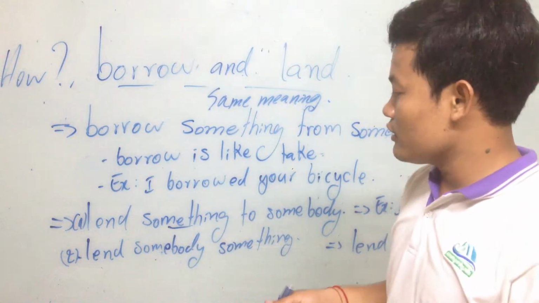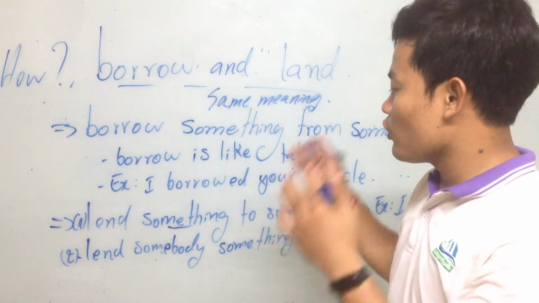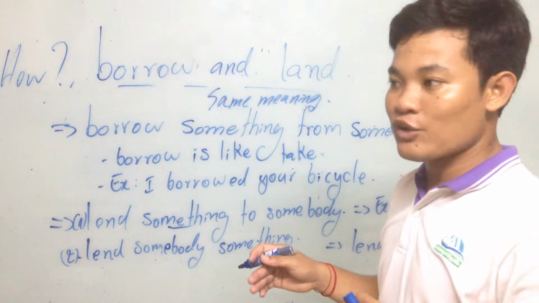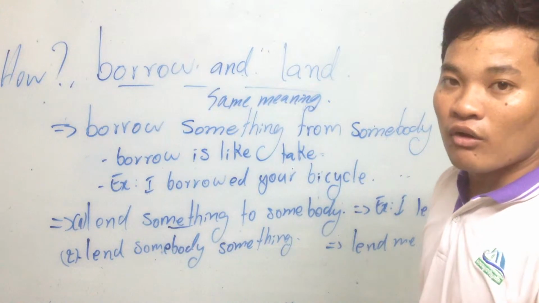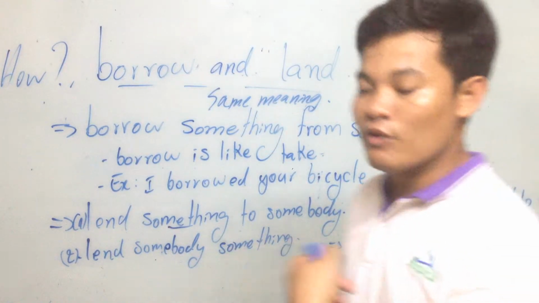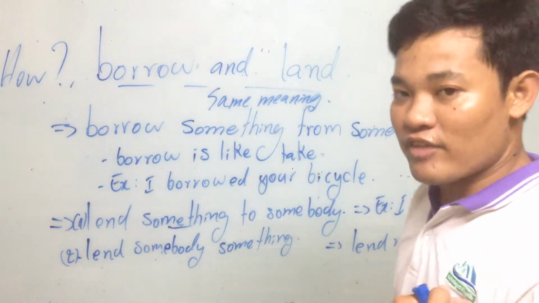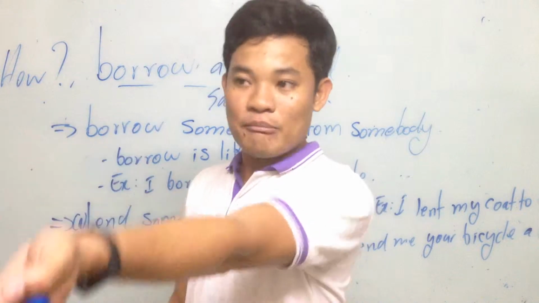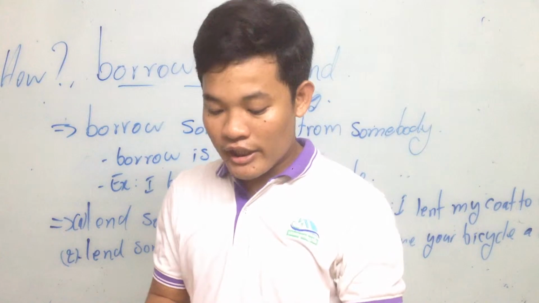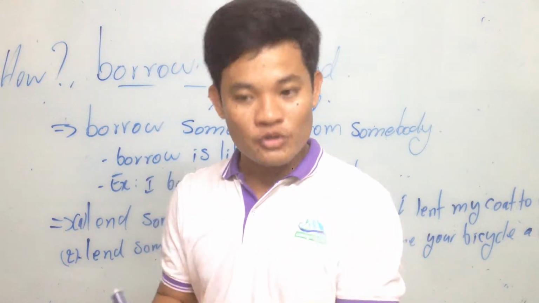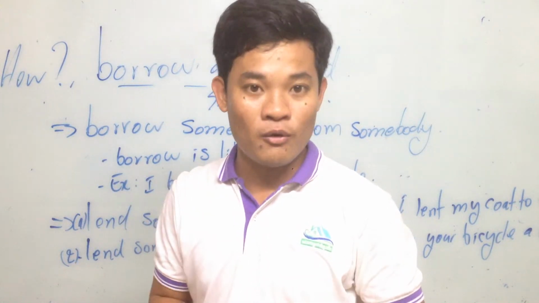And another one is lend, the same thing too. You're going to say that you lend somebody something. For example, lend me your bicycle. It means you are going to lend somebody something. Okay? You are going to lend somebody a thing. Lend somebody something. That is the meaning of using lend and borrow.